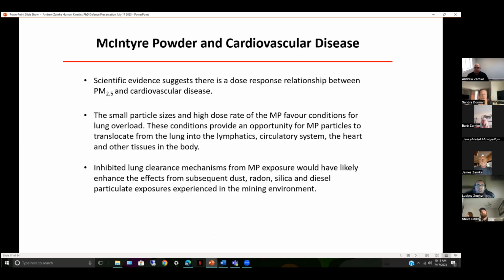The scientific evidence suggests that there's a dose-response relationship between PM2.5 and cardiovascular disease. The small particle sizes and high dose rate of McIntyre powder favor conditions for lung overload. These conditions provide an opportunity for McIntyre particles to translocate from the lung into the lymphatics, circulatory system, the heart, and other tissues in the body, like the brain. This inhibited lung clearance from McIntyre powder exposure would have likely enhanced the effects of subsequent dust exposure underground, namely dust, radon, silica, diesel particulate exposures, and so on.